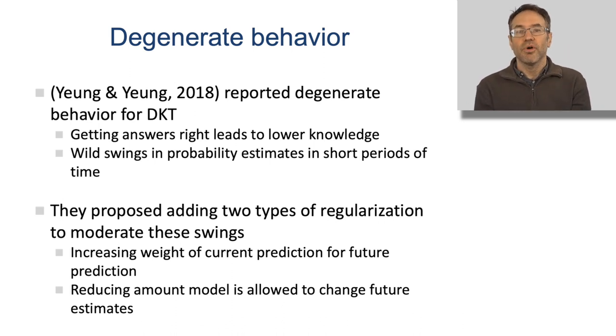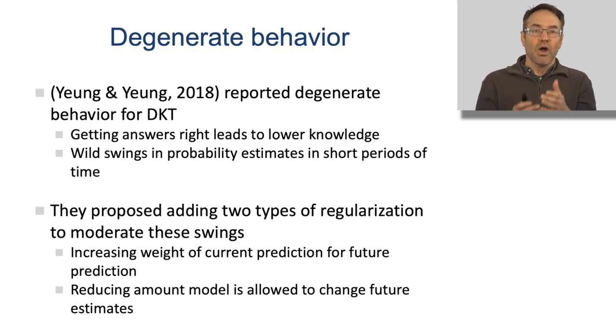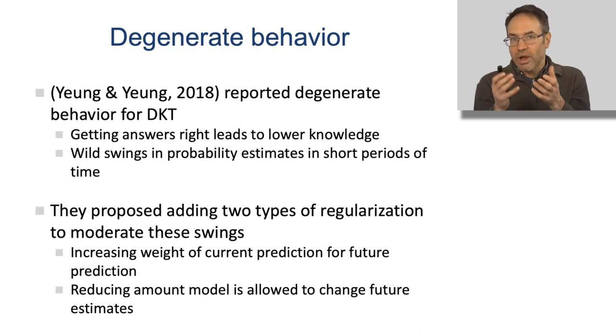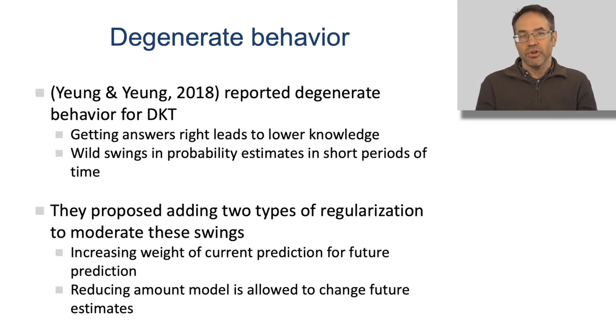But Yeung and Yeung proposed adding two types of regularization to modulate these swings, increasing the weight of the current prediction for future prediction and reducing the amount the model is allowed to change future estimates. And those regularization steps actually made a big difference, already making DKT, just with their first extension, DKT+, a much more realistic algorithm for real-world use.